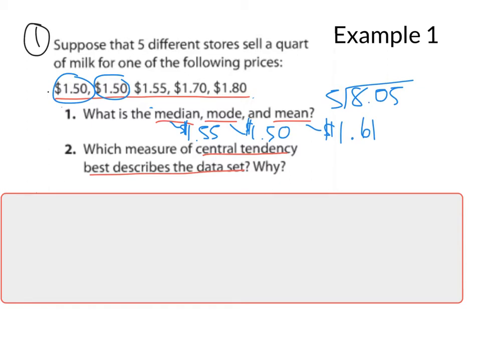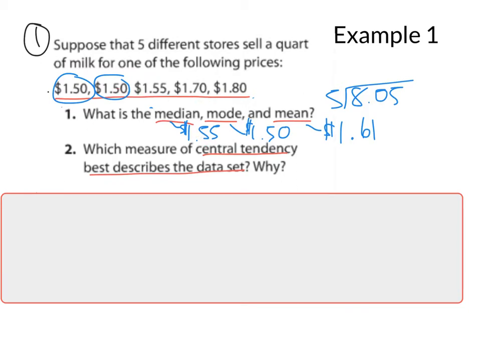Now I'm thinking, I know that the mean is the highest here. Which measure of central tendency best describes the data set? Now I'm looking and I'm thinking, do I have any outliers? Like a number that's significantly different than the rest? Well, all of these are within 30 cents. They're pretty close. And so I don't really think I have any outliers.